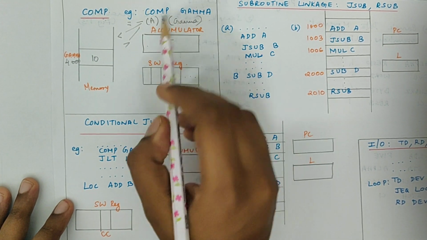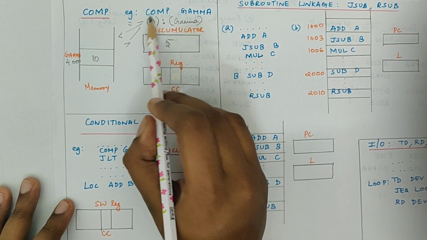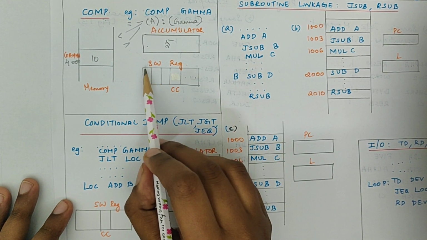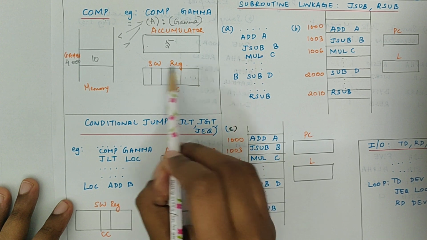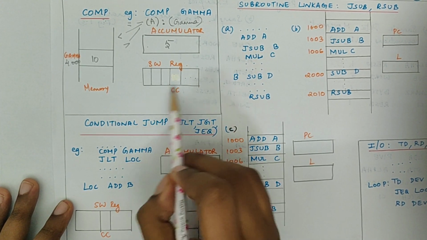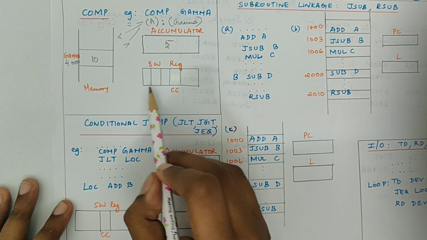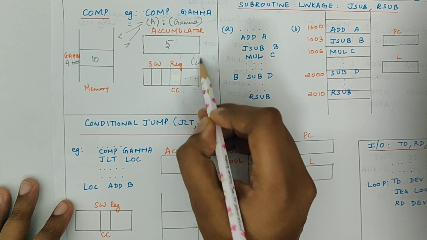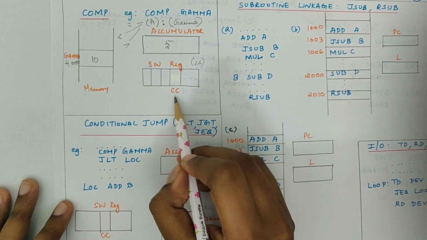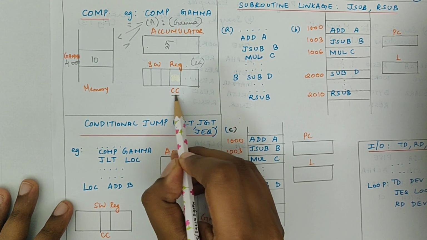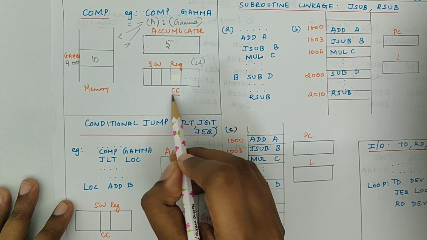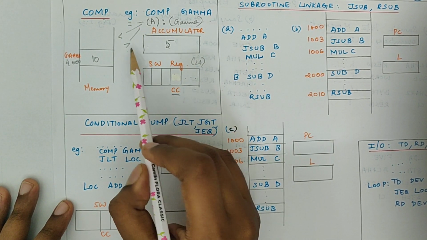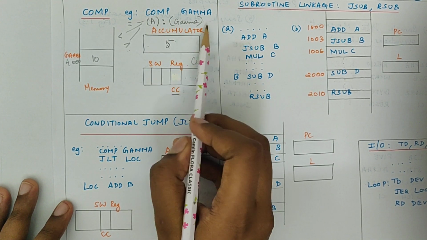So this COMP operation uses a register. You have an extra register called the status word register in your SIC architecture. In that there are various fields, the mode bit, the mask bit, and others. This is a 24-bit register. One of the fields in the status word is CC. This CC will be set with any of these three values: equal to, less than, or greater than, depending upon the result of this operation.